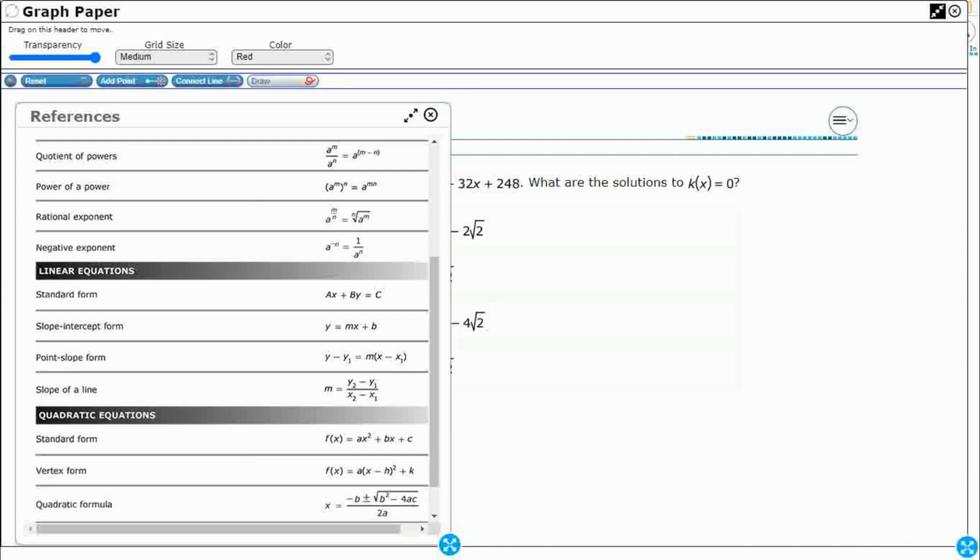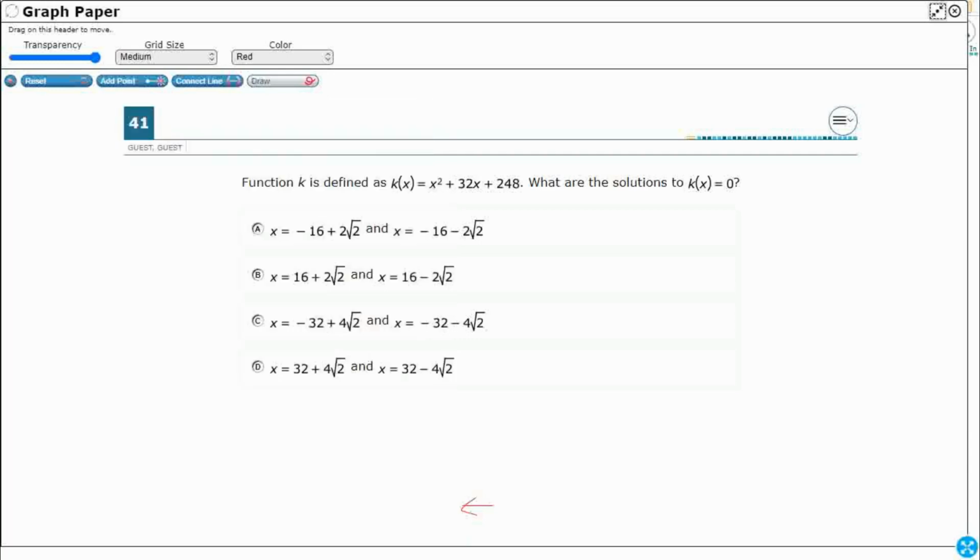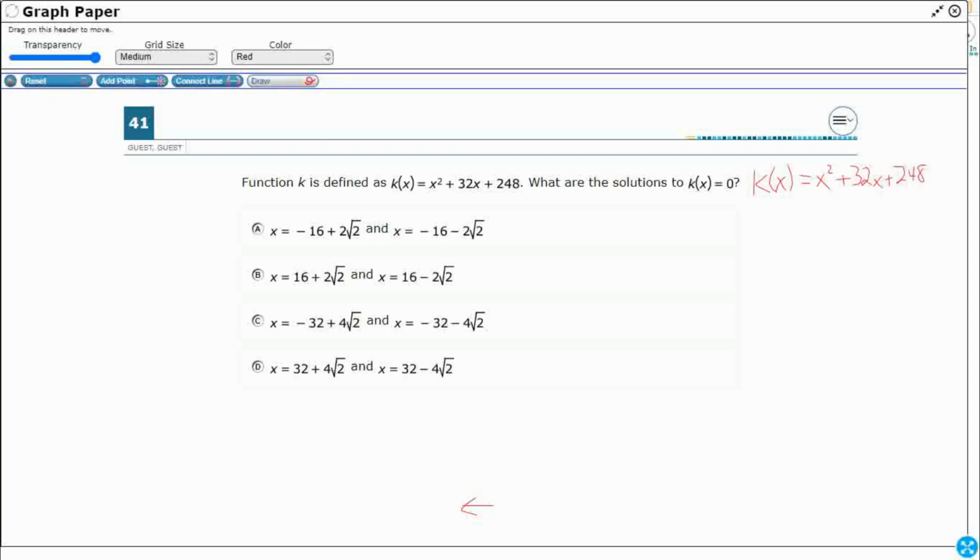Might look a little cumbersome there because we've got this, look at that, negative b plus or minus the square root of b squared minus 4ac. But, like I said, trust me, it works. So let's go ahead and write our function over here so we can see it. So k of x, because we do need to label all of this, all right? So x squared plus 32x plus 248.